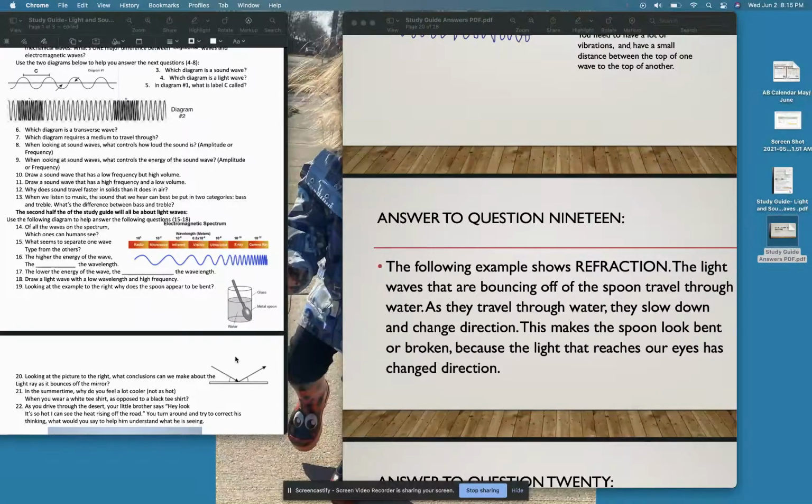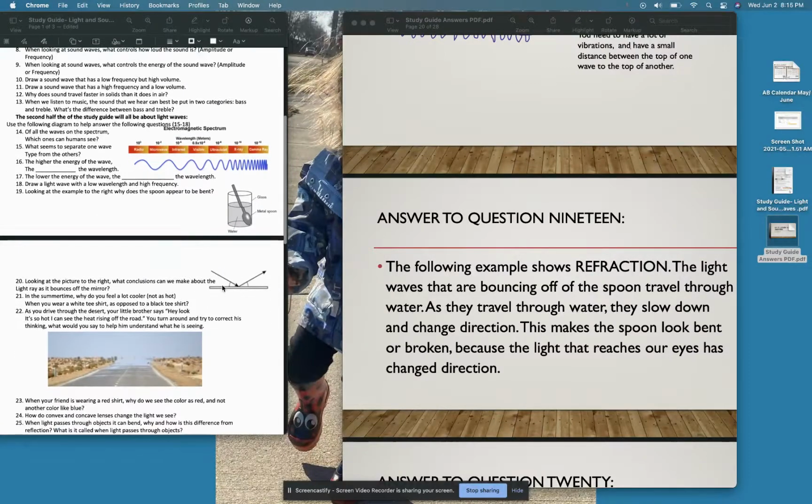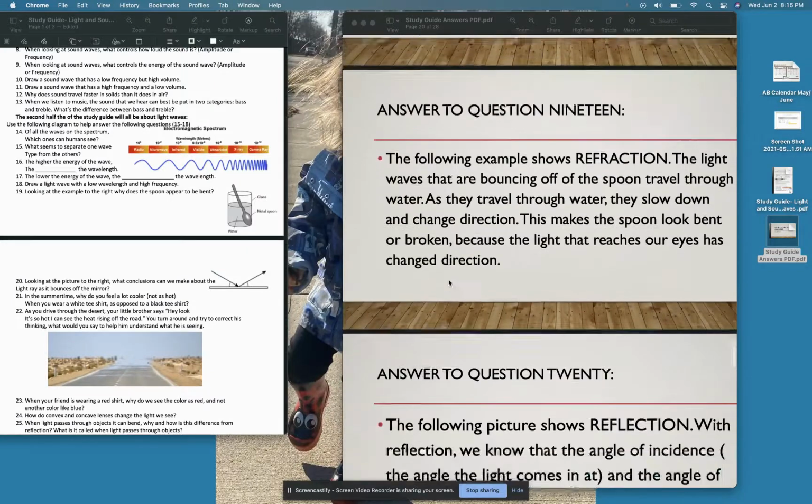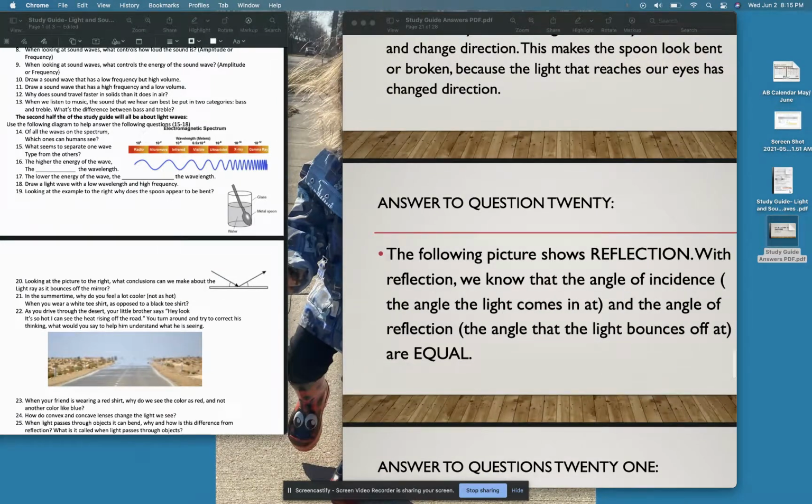Now with number 20, we can see here that there is some sort of mirror in a light. So what do we know to be true? Right off the bat, we know this is reflection. If something bounces off of something, that's reflection. So we also know that these two angles are going to be equal. The angle of incidence, aka the angle the light comes in at, is always going to be equal to the angle of reflection, aka the angle the light bounces off at. Both of those angles will always be equal.